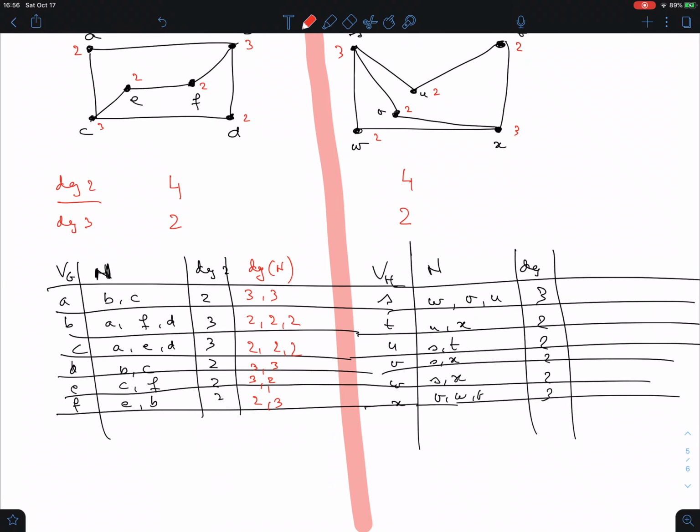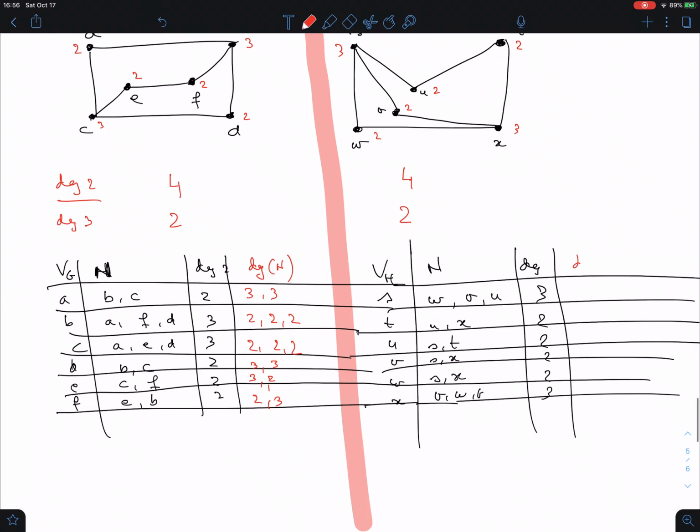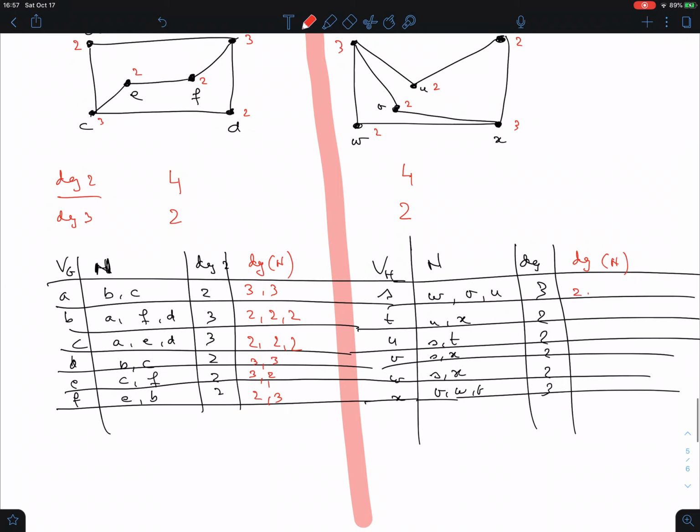Okay, so that's the pattern. And what do we have here? The degrees of the neighborhoods. W has degree 2, V has degree 2, and U has degree 2. Then the next line: U has degree 2, X has degree 3.